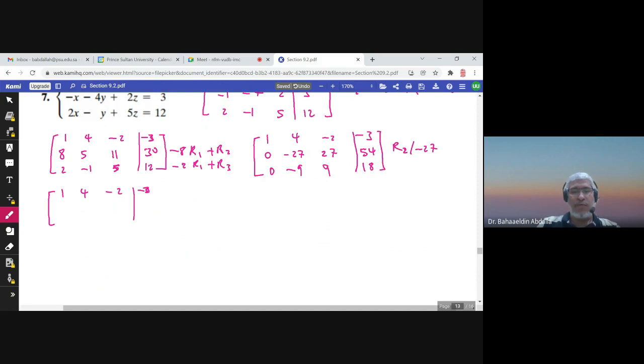And it's clear to me now that this system has infinitely many solutions because of row 2 and row 3. So when I divide by negative 27, I'll have 1 here, negative 1 here, and negative 2 here. Divided by negative 27 is just negative 2. And now I use this one to make the negative 9 0. So 9R2 plus R3.